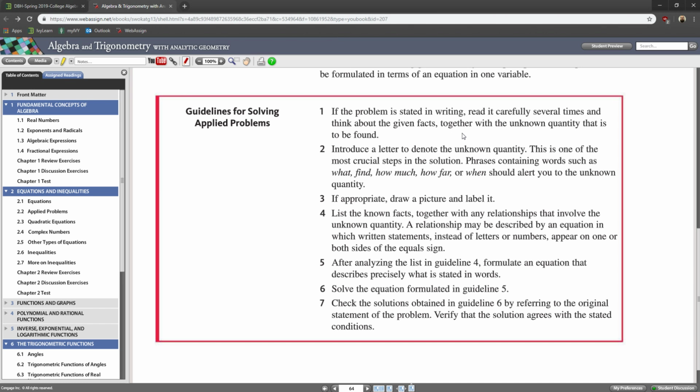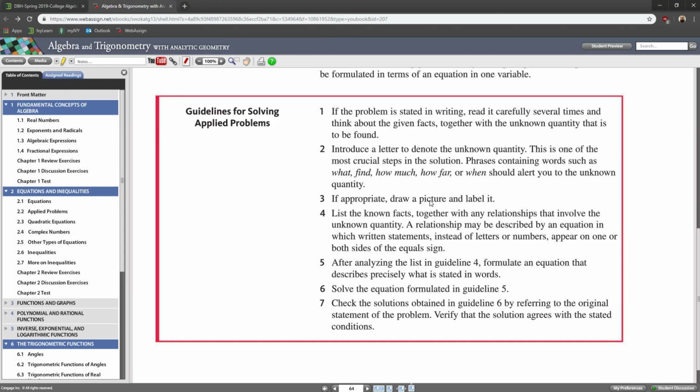The key thing is that you want to identify the unknown quantity or quantities that you're supposed to be finding. There's usually one question or one sentence typically towards the end of the story that tells you what you're supposed to find. Here it says the phrases containing words such as what, find, how much, how far, when, those are going to identify the quantity that you're supposed to find. And then step 2, they say, introduce a variable to denote that unknown quantity.